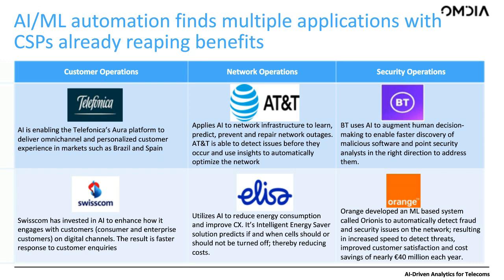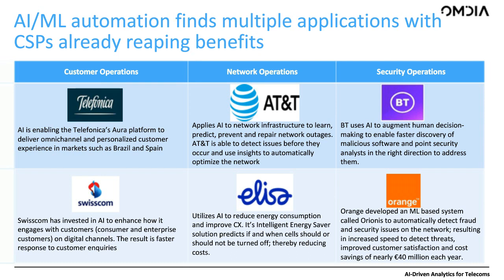Elisa, a Finnish-based operator, is quite exemplary in its approach towards network operations. The operator runs a fully automated network operations center, leveraging AI to address issues such as reducing energy consumption. BT and Orange are examples of operators that are also utilizing an AI-based automation approach to address the security issues that they experience within their networks.